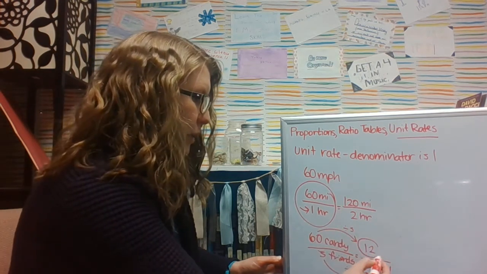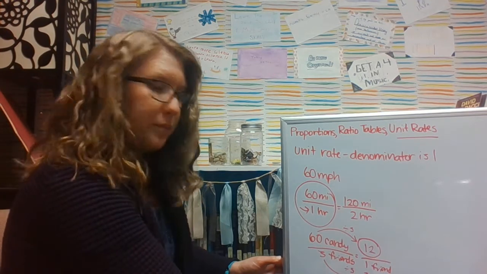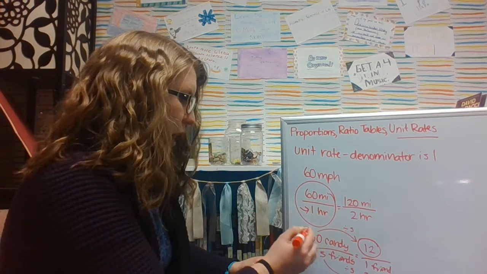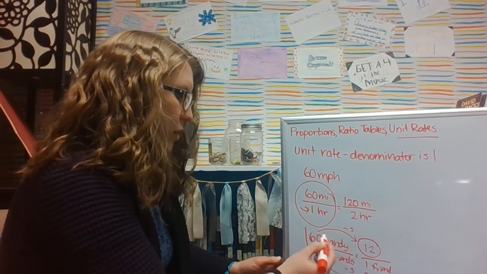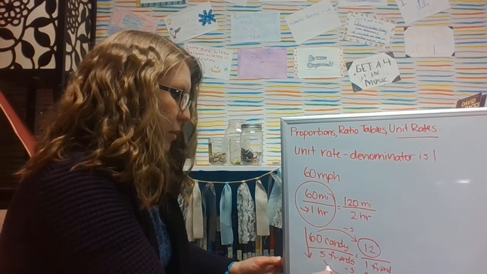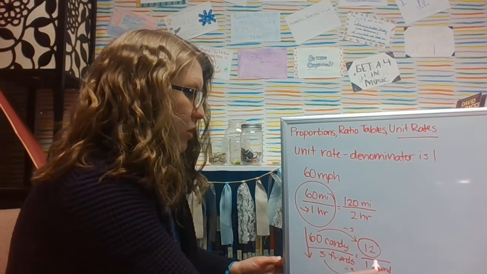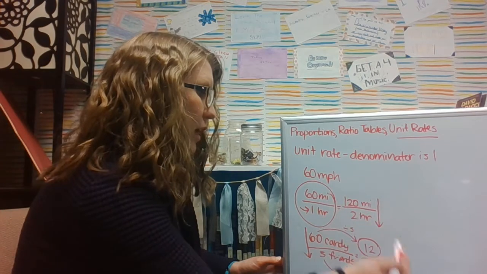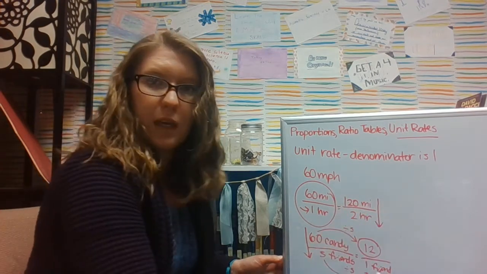So what would this number be? Or I could even look at this. Remember, I can read fractions as division, so I can look at this as 60 divided by 5, and then I would get 12. Just like if I go back to this problem, if I do 120 divided by 2, I get 60.